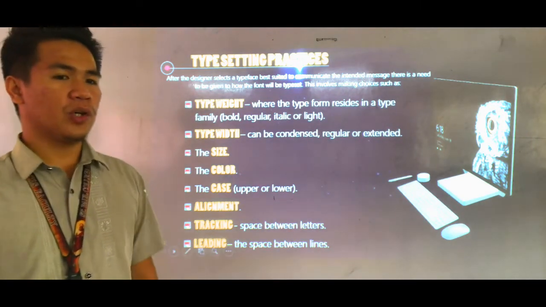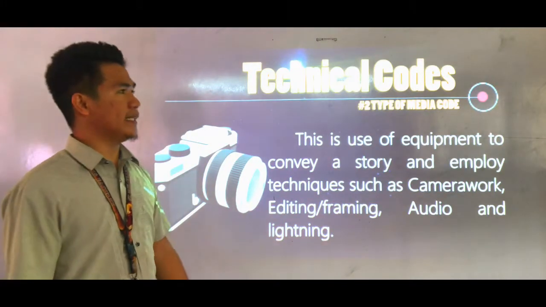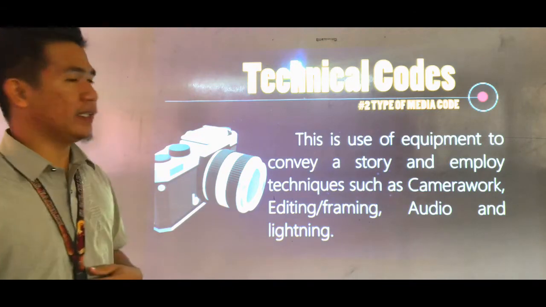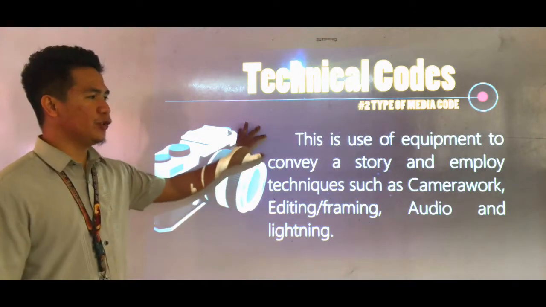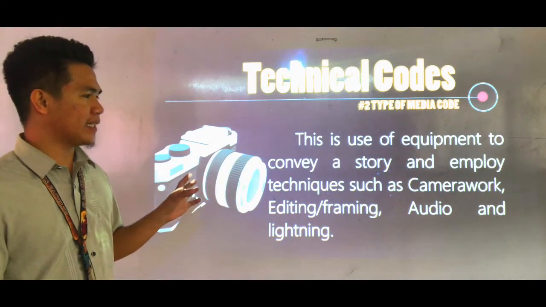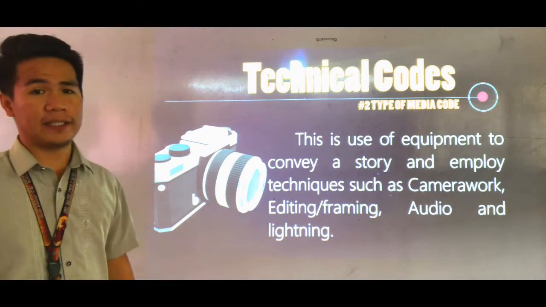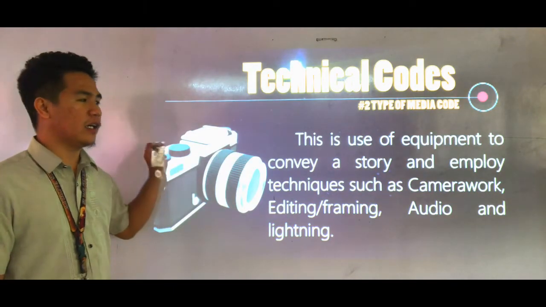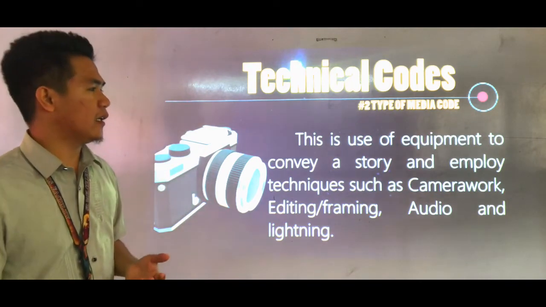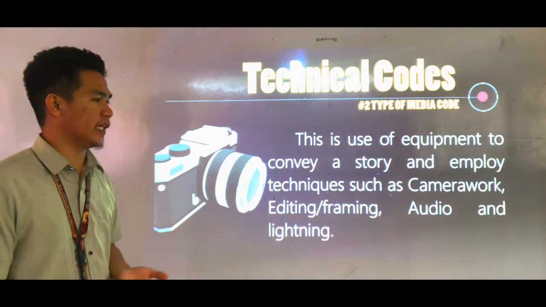Okay? So, number two type of the media code is the technical code. Okay? So, when we say technical code, my dear senior high school, this is the use of equipment to convey a story and employ techniques such as camera work, editing, framing, audio, and lighting. That's why naglagay ako ng camera dito because in the technical code, they use different equipment to convey a story and employ techniques.